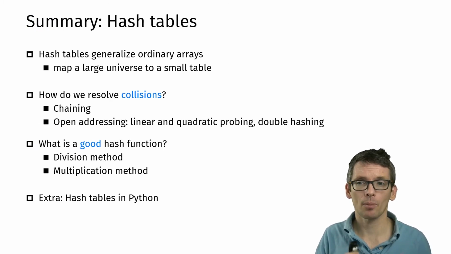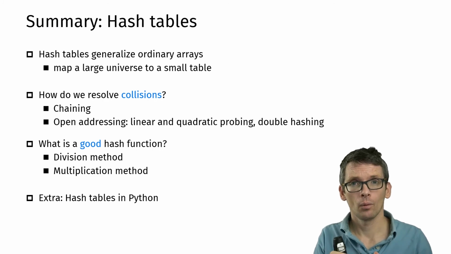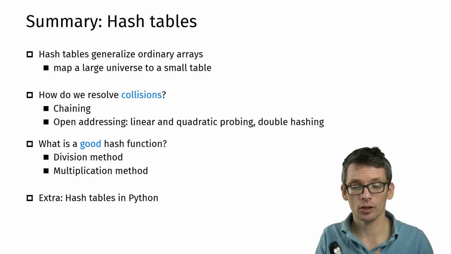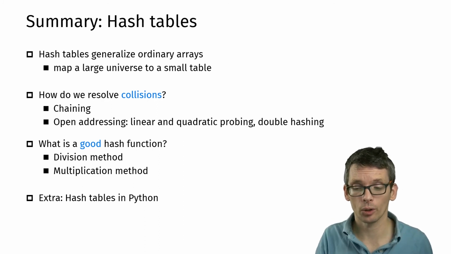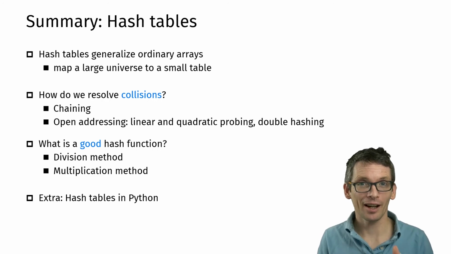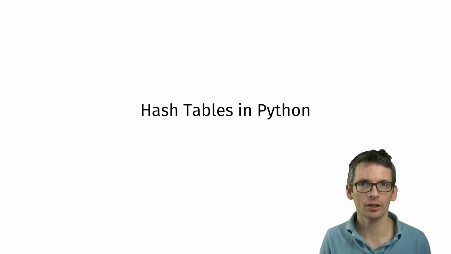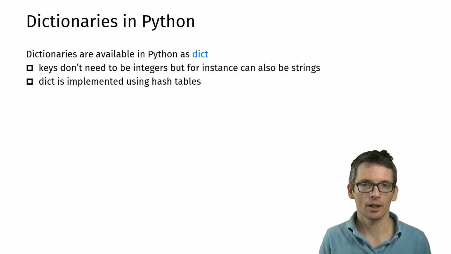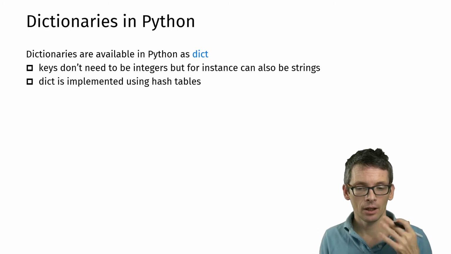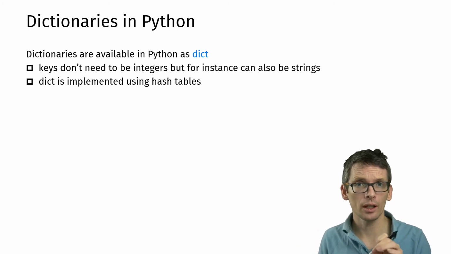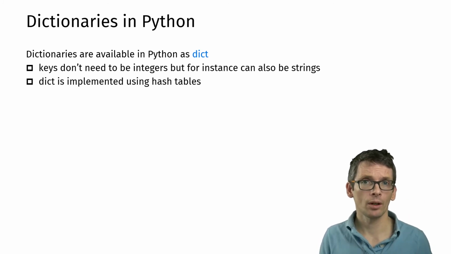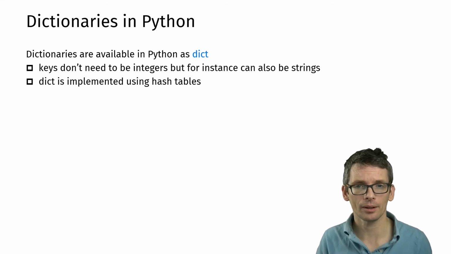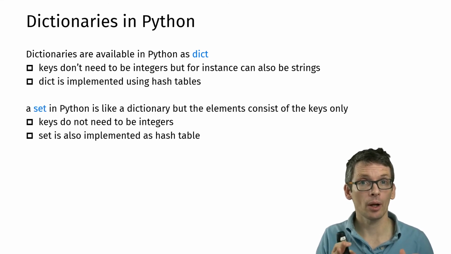So let's sum up what we've seen so far. We've seen hash tables, how to resolve collisions by chaining or open addressing. In the previous video, I talked about what is a good hash function. Now, if you made it this far in the video, let me as an extra show you how hash tables work in Python, so how dictionaries in Python are implemented. So you have the dict or the sets. Again, you don't need to use integers as keys. You can also use strings, and those strings would then be mapped by Python to integers and then used for hashing. And then a set is simply a dictionary where we only have the keys.